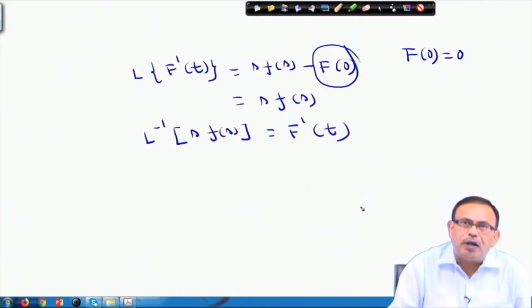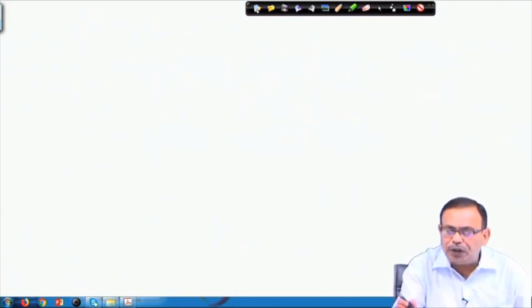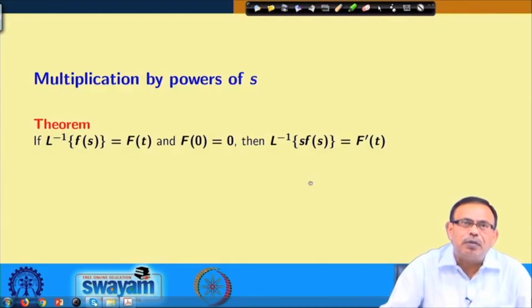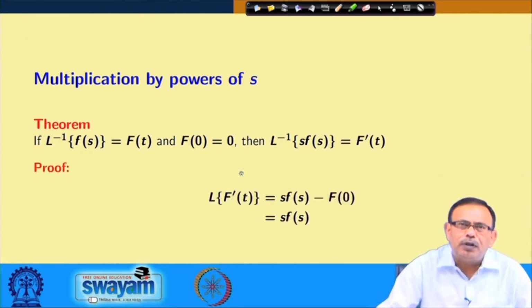So, let us stop here. In the next lecture, we have done this for multiplication by power of s. Next, we will see the division by power of s also, and this is the proof of this example.